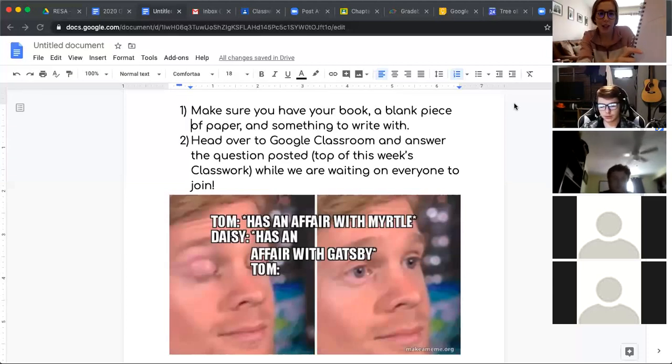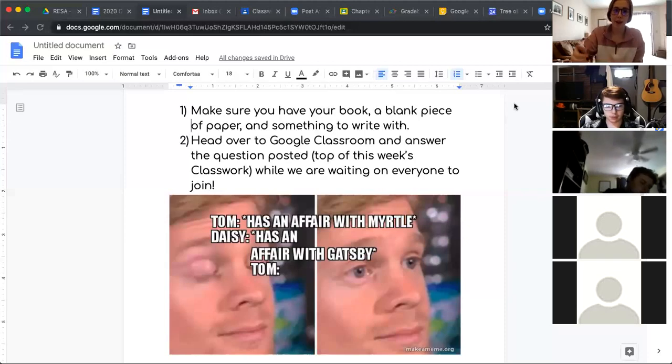And what we're going to do is make a pie chart of blame. So Myrtle has just died, and we know that Daisy full on hit her with the car. But who is all to blame for Myrtle's death? We're going to make this like a pie chart, where you give different percentages to things. So I want you to divide the pie chart by character in terms of who gets the most blame for Myrtle's death.